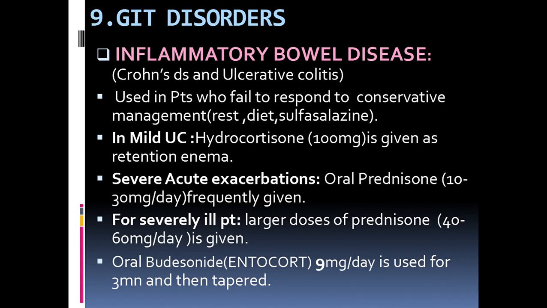In severe acute exacerbations, oral prednisone 10 to 30 mg per day is frequently given. For severely ill patients, larger doses of prednisone, 40 to 60 mg per day, are given. Oral budesonide (Entocort) 9 mg per day is used for 3 months and then tapered.